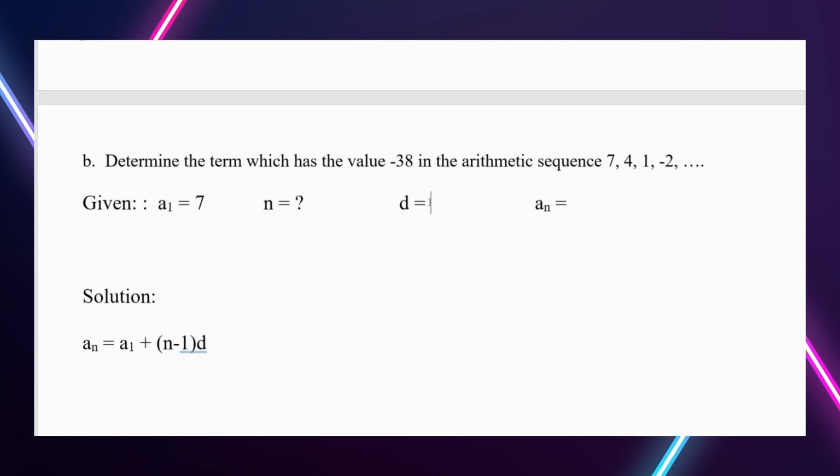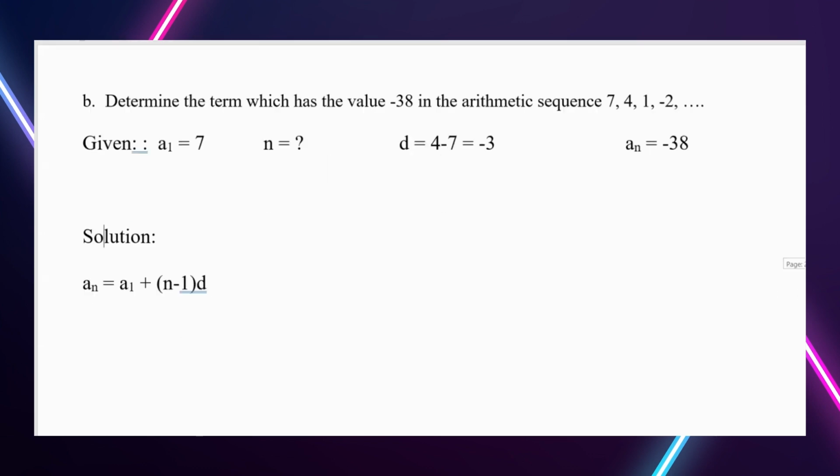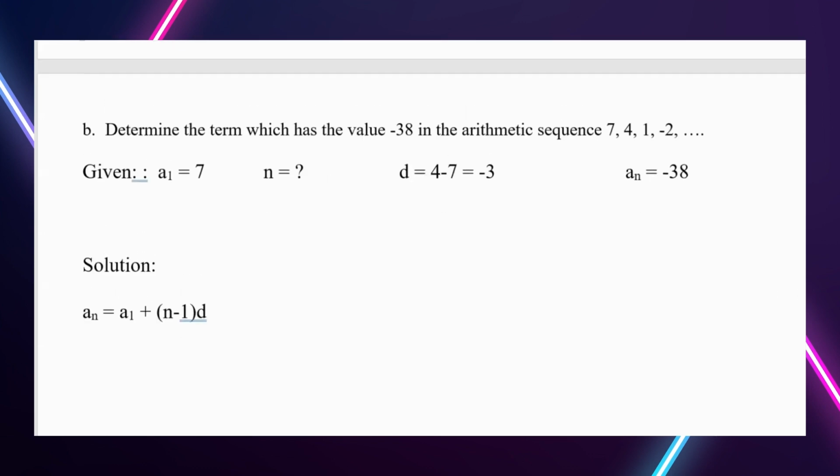Then the common difference is obtained by subtracting the second term minus the first term, which is 4 minus 7 is equal to negative 3. And our a sub n is negative 38. Based on our values, gagamitin natin ito sa ating formula para makuha natin kung ano ang value ng n na kung saan ito ang hinahanap natin.